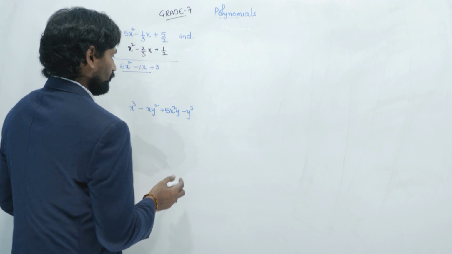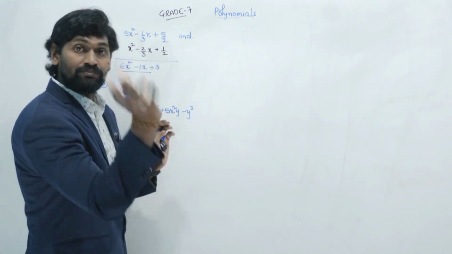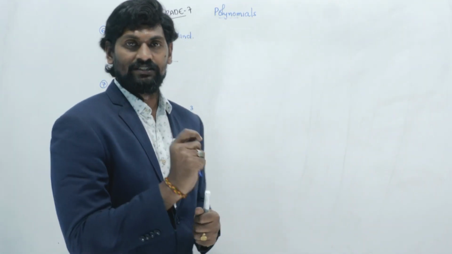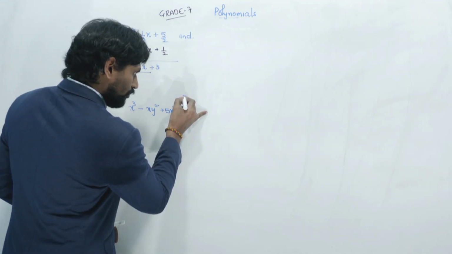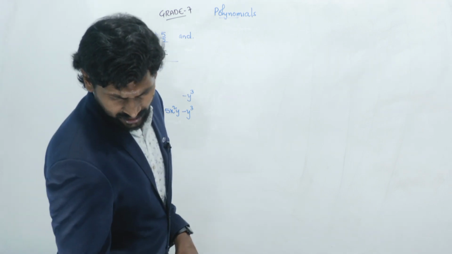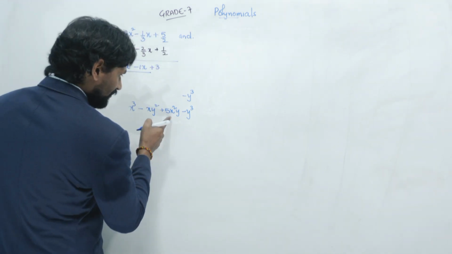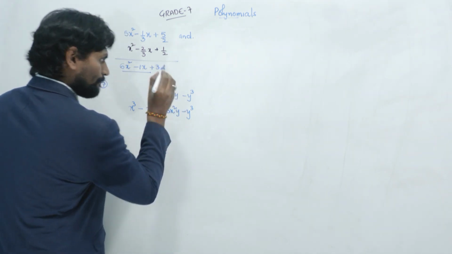Second one is minus y cube. That means we have to subtract the first algebraic expression from the second expression. That means the second expression we need to write first. Now the first term is minus y cube, so I am writing minus y cube above, and x square y here, so above minus 6x square y.